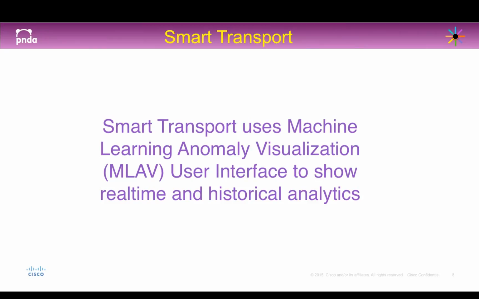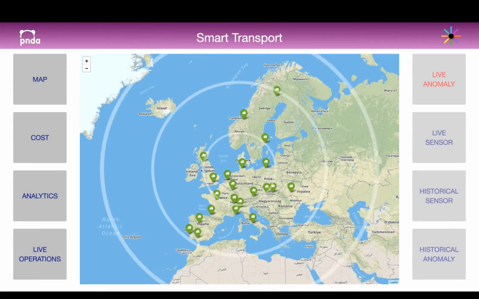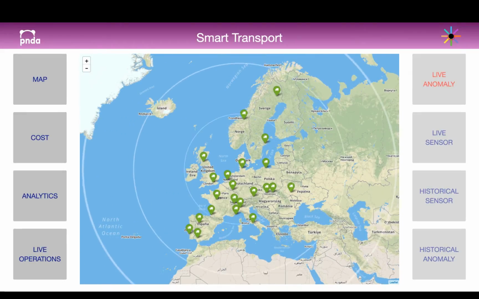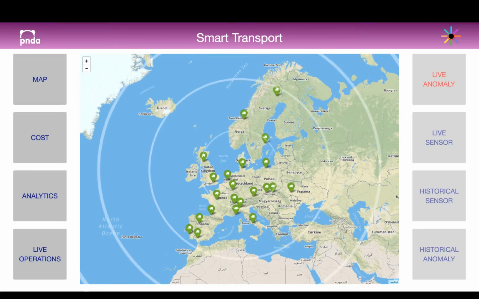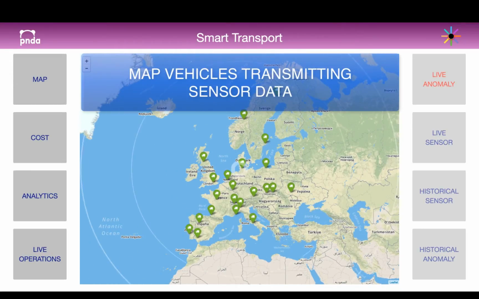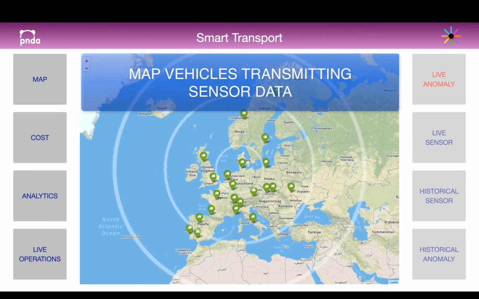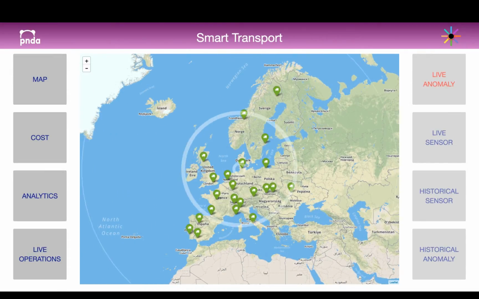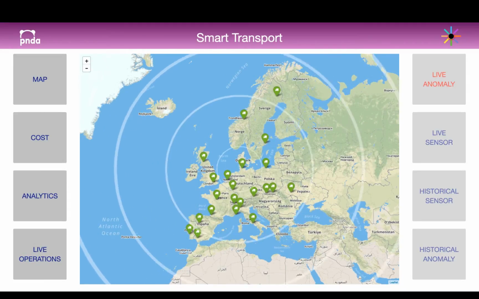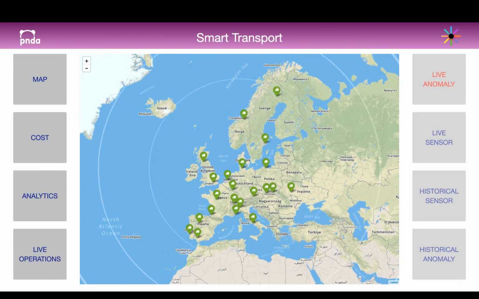Now we're using a special user interface here to basically illustrate the flow of data through the system. Okay, here's our user interface. You can see up to about 25 vehicles. Now obviously this is just for demonstration purposes. In a real world deployment, we'll be dealing with a much larger data set. And you can see that the vehicles are transmitting sensor data into the cloud.